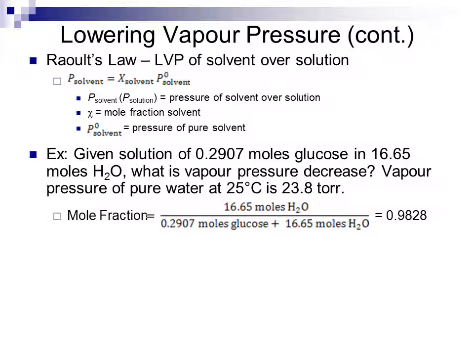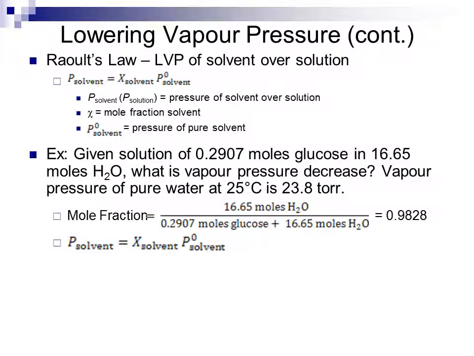We can calculate the mole fraction of the solvent with 16.65 moles of water in relation to the total number of moles of particles in the solution as a whole, which is the 0.2907 moles of glucose plus the 16.65 moles of water. This gives us a mole fraction of 0.9828.